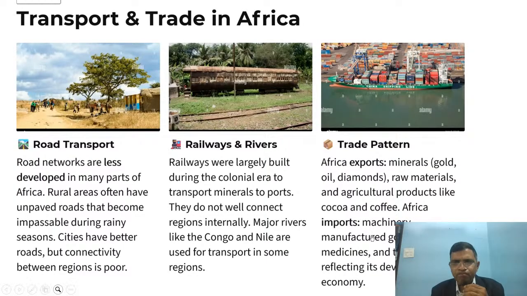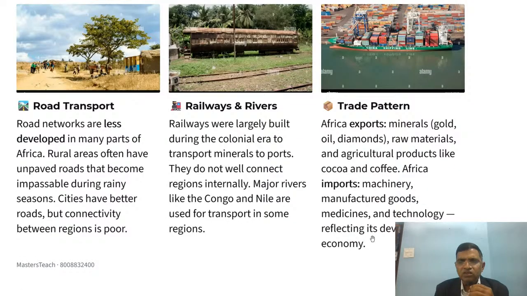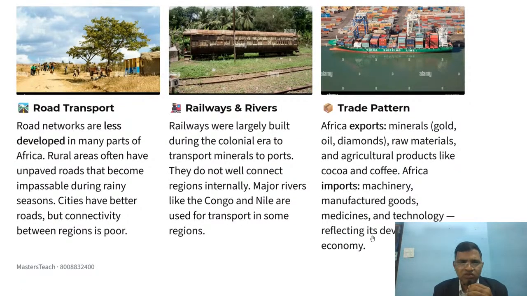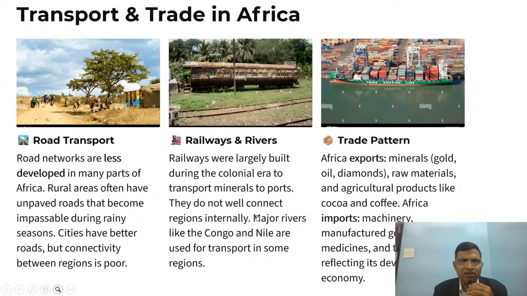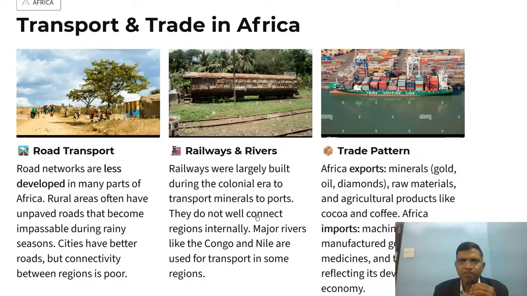Then trade pattern. Africa exports minerals, gold, oil, and diamonds, raw material, and agricultural products like cocoa and coffee. Africa imports machinery. So they export raw material and import machinery and finished goods like manufactured goods, medicine, and technology. So this is about the trade pattern, and railways and roads.